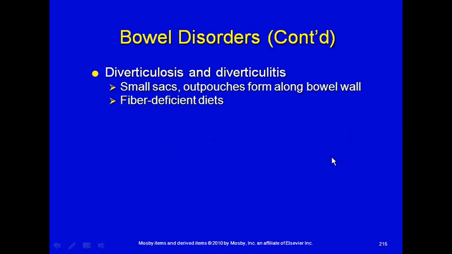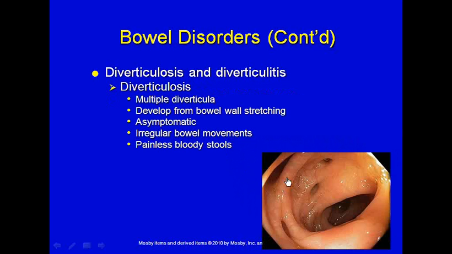Diverticulosis and diverticulitis are small sacs or outpouches that form along the bowel wall. They're often seen in fiber-deficient diets, and diverticulosis is multiple diverticula, and they develop from the bowel wall stretching. They may be asymptomatic as long as they don't get plugged with stuff. A person may have painless bloody stools with diverticulosis, may have irregular bowel movements, soft stools, frequent movements, those sort of things.